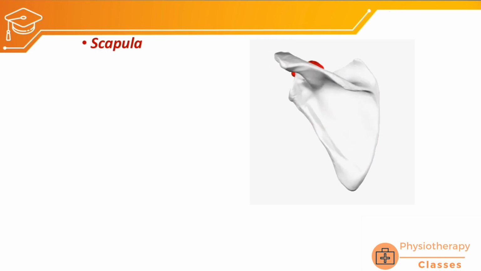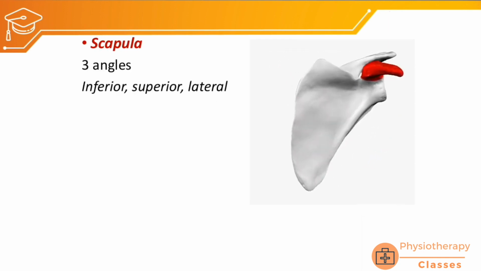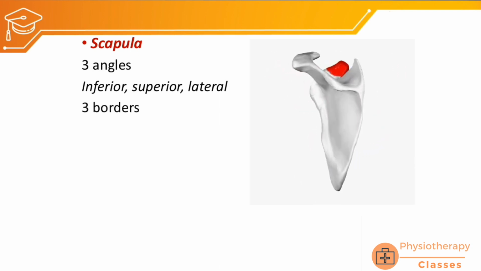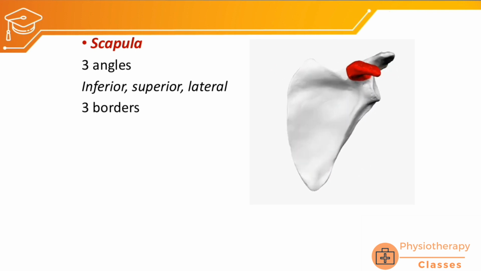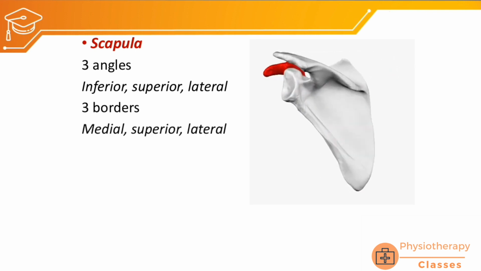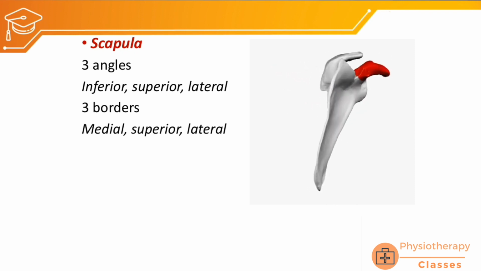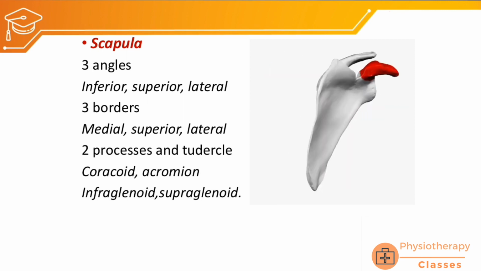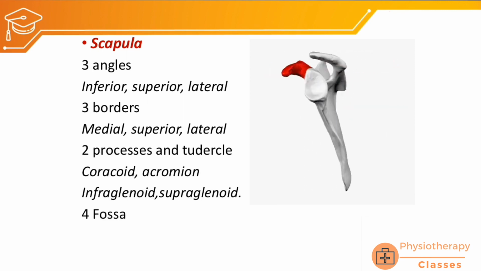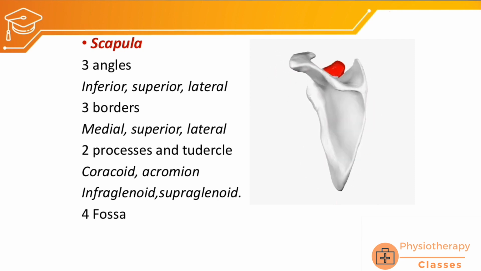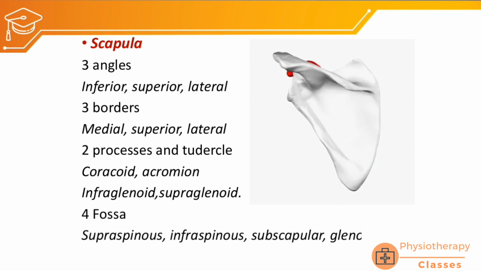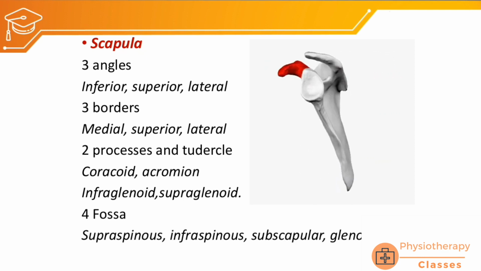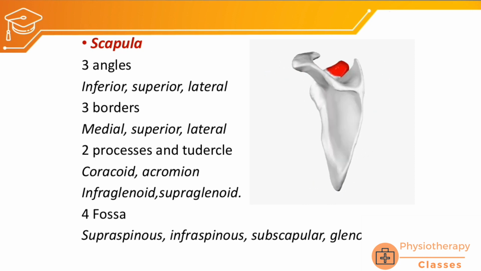The next bone is the scapula. It has three angles: inferior, superior and lateral. It has three borders: medial, superior and anterior. Two processes are present in the scapula, the coracoid and the acromion. You also have the infraglenoid tubercle and supraglenoid tubercle, which are below and above the glenoid fossa. The scapula contains four fossae: supraspinous fossa, infraspinous fossa, subscapular fossa and glenoid fossa.